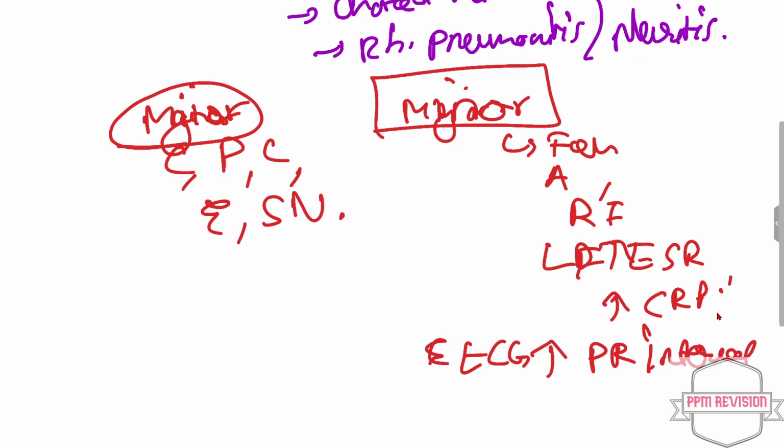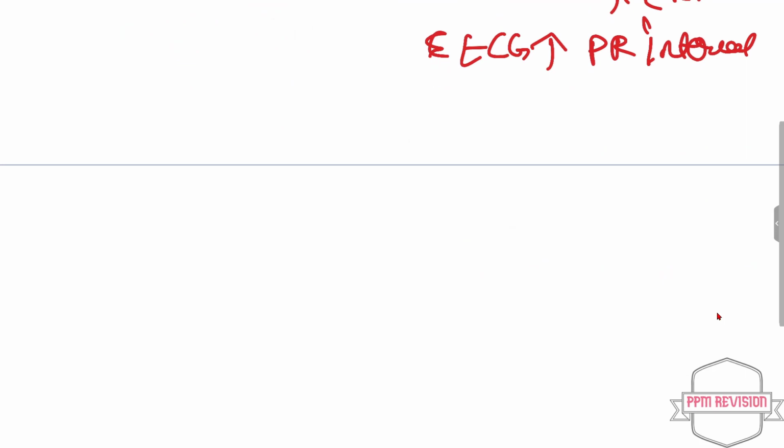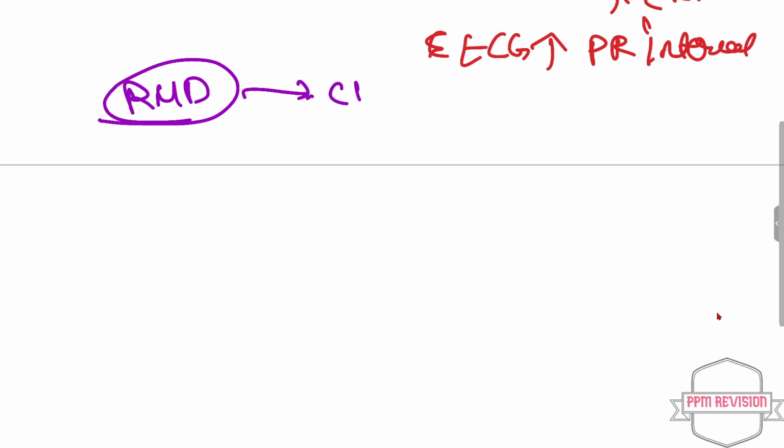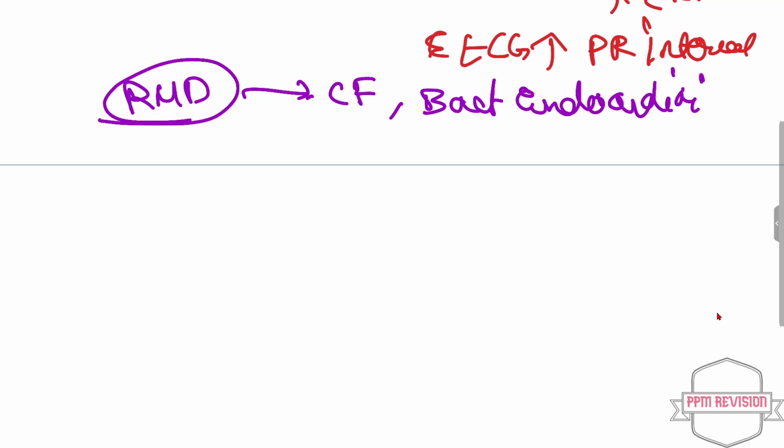Now looking at some of the complications and what it can lead to. Here, in case of rheumatic heart disease, it can lead to cardiac failure, bacterial endocarditis, as well as embolism, and can lead to sudden death.